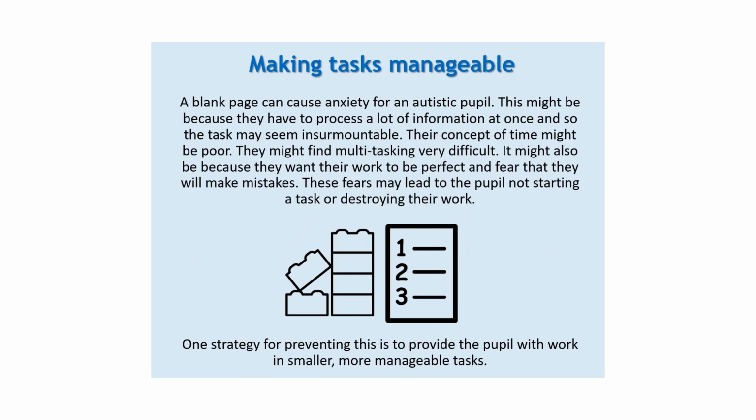Making tasks manageable. A blank page can cause anxiety for an autistic pupil. This might be because they have to process a lot of information at once, and so the task may seem insurmountable. Their concept of time might be poor. They might find multitasking very difficult. It might also be because they want their work to be perfect and fear that they will make mistakes. These fears may lead to the pupil not starting a task or destroying their work. One strategy for preventing this is to provide the pupil with work in smaller, more manageable tasks.